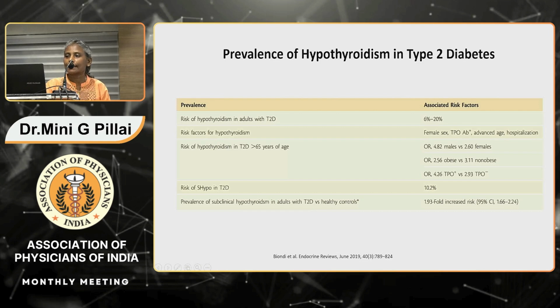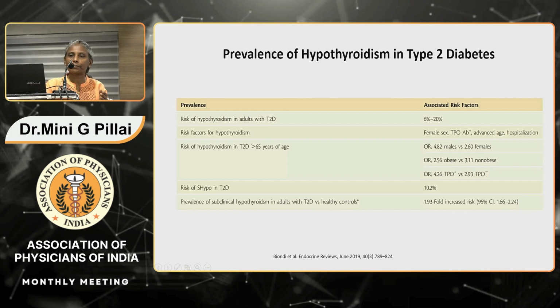positivity, advanced age, and hospitalization, probably because more people are tested during hospital stay. Though recommendations say that when a person is hospitalized, especially with acute illness, thyroid function testing should be avoided unless thyroid disorder is specifically suspected. And in patients who have type 2 diabetes and are more than 65 years of age, the odds ratio of having hypothyroidism is more in males, 4.82 versus 2.6 in females.